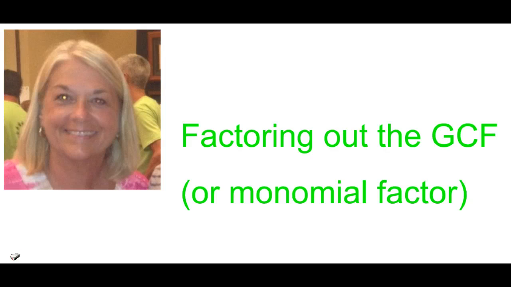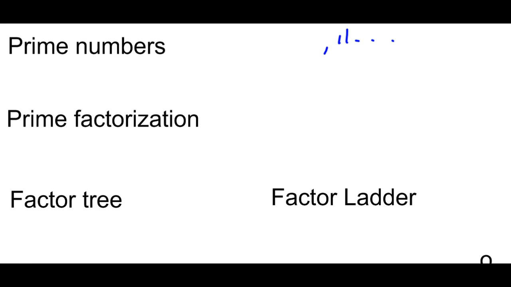We're going to begin a process called factoring, and we're going to start with factoring out a GCF, or greatest common factor. Need to have a little bit of vocabulary here. Prime numbers. What are prime numbers? A prime number is any number that has exactly two factors, 1 and itself.